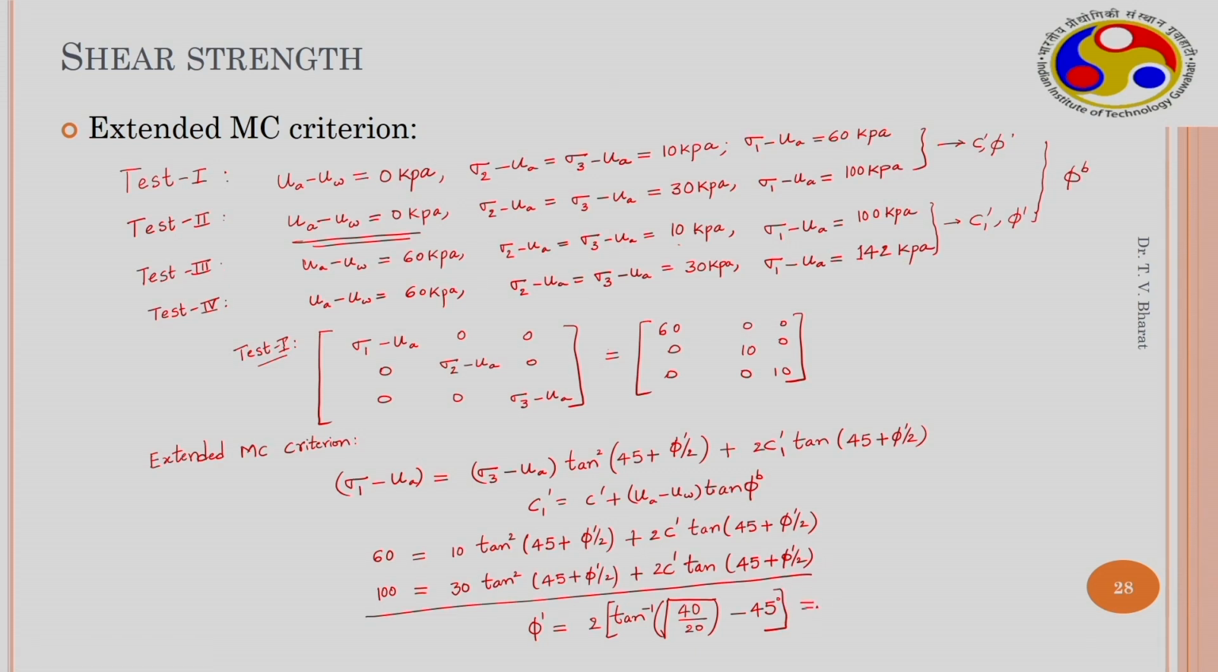Then this is equal to 19.47. So phi dash is 19.47. If we substitute this value in this, we get C dash is equal to 14.14 kilopascal. Of course, this can be substituted into the other equation also. Either way, you get the C dash, the cohesion intercept, which is 14.14.